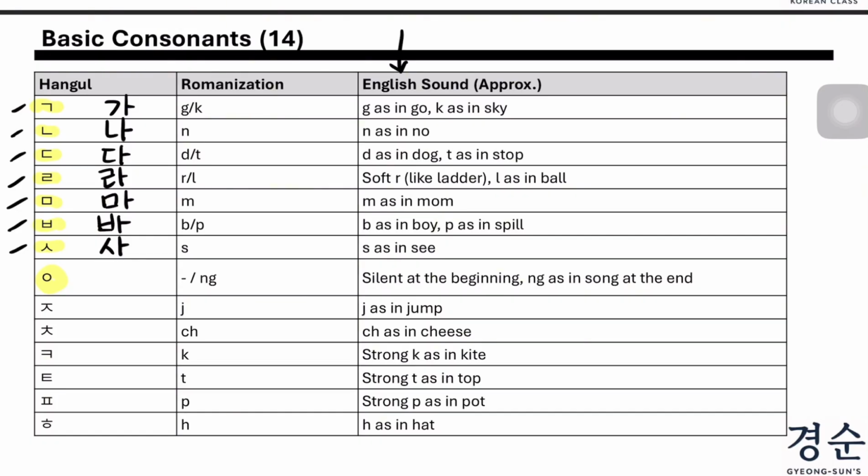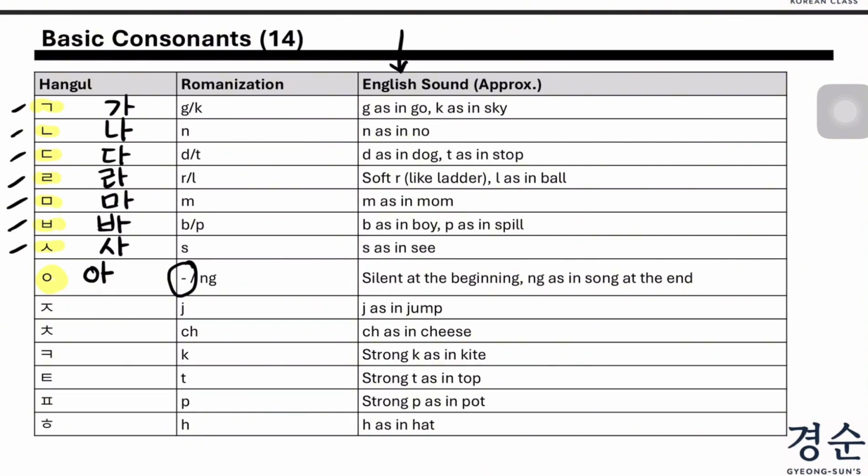This is our ieung, and the most important point here is that it doesn't give any sound. Okay, it is a silent character. If it's in the beginning, it doesn't have any sound, but if it's at the ending, it gives the ng sound. So what does that mean? If I put this ieung, which is this circle, with an a, which looks like this, it is pronounced as a. Literally no sound, right? So only the sound of a will be pronounced here.